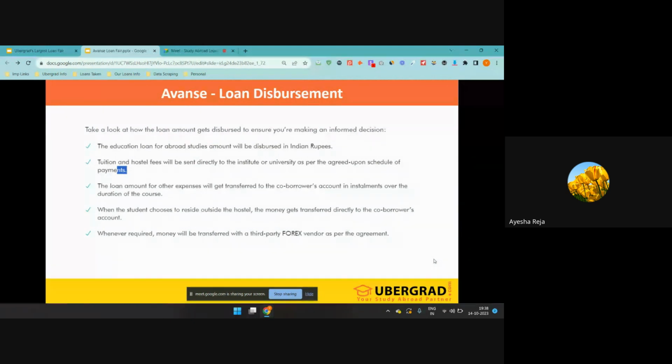Suppose I have disbursed 20 lakhs to the student's university, so for that amount, EMI will be debited from the co-applicant. Suppose the co-applicant is your father, so every month the EMI will be debited from your father's account. Suppose any of your cousins or anyone else is the co-applicant, then it will be debited from their account. Okay.